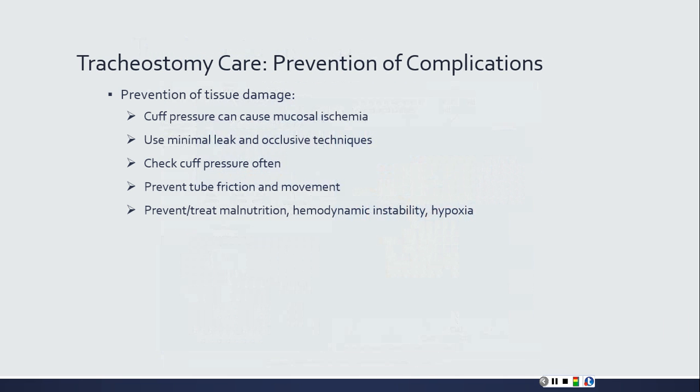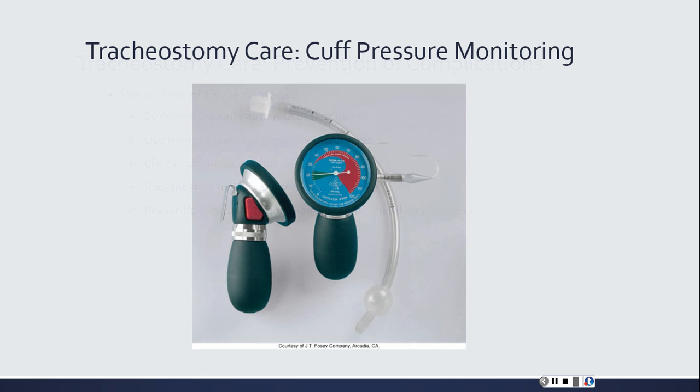All right, some of the complications we've got to consider: cuff pressure. Too much cuff pressure can cause mucosal ischemia. Use minimal leak and occlusive techniques as much as possible. Check cuff pressure often, usually about every shift. You can either use this device or you can actually use a syringe. In most cases they've got one of these, but they can check it depending on the need. You want to keep it in the green zone as much as you can. If it's too much, that's a problem. That's when you've got the tissue damage occurring.